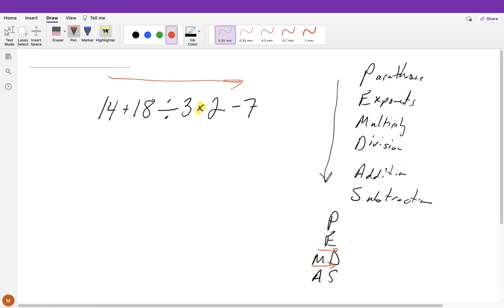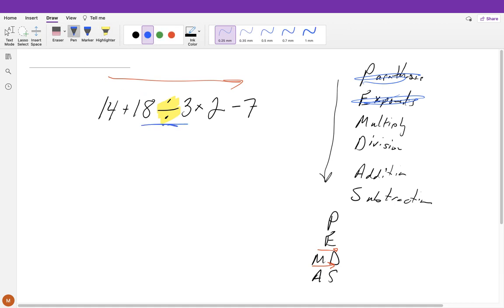So when we go through and solve our order of operations, the first thing you should do is highlight what is going to come first. I see there's no parentheses, so I'm going to cross that out. There's no exponents, so I'll cross that out. Now I see there is multiplying and dividing, so I'm going to highlight what comes first from left to right. That means division is going to come first.